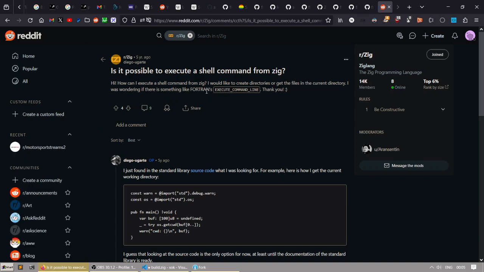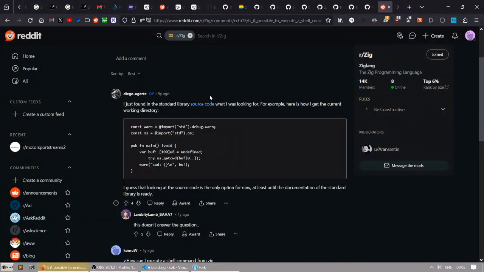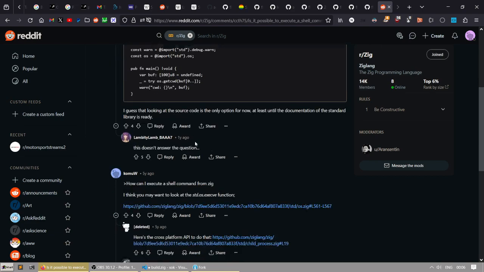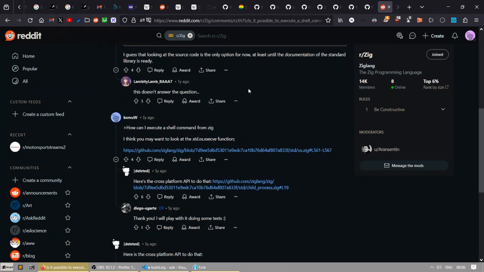Yeah, good example. You can see who this question is coming from. Yeah, it is OS actually. Okay, wait a minute. I just found in the standard library what I was looking for. For example, here's one thing: you get a directory. That doesn't answer the question. How can I execute a shell command?